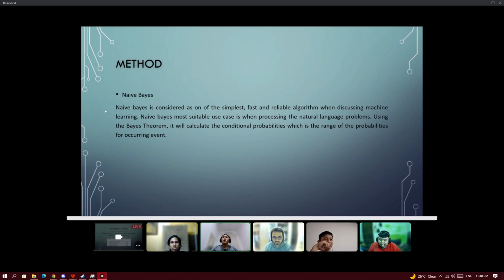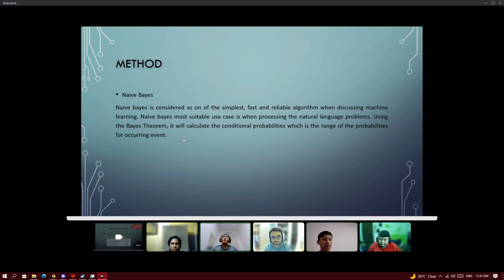I would like to present the second method, which is naive Bayes. Naive Bayes is considered one of the simplest methods. It is a fast and reliable algorithm in machine learning. Naive Bayes' most suitable use case is processing natural language problems. Using the Bayes theorem, it will calculate conditional probabilities, which is the range of probabilities for occurring events.